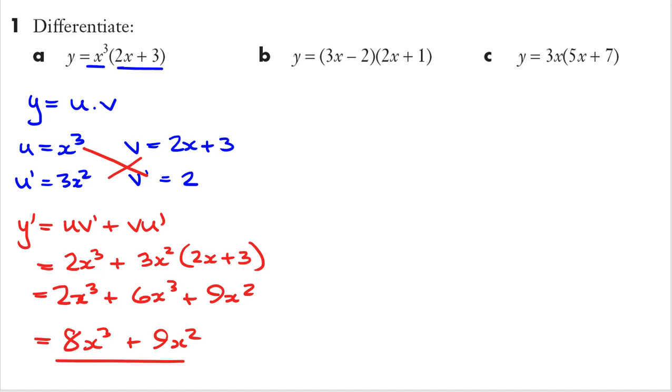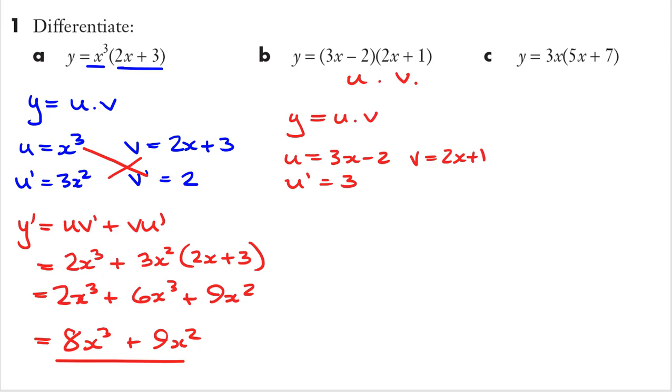That's our first derivative. Part B, I'm going to call this u and this v. So y equals u dot v. U is 3x minus 2. U dash equals 3. V equals 2x plus 1. V dash equals 2. And I'll change my pen again. Y dash equals uv dash plus vu dash.